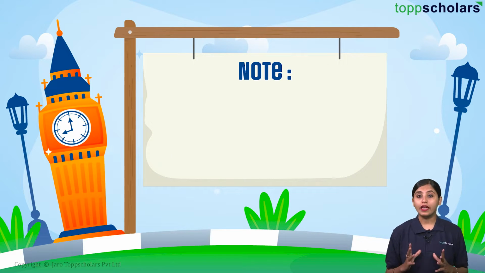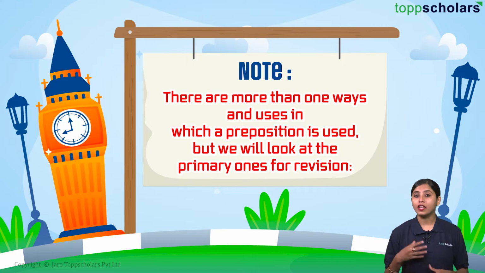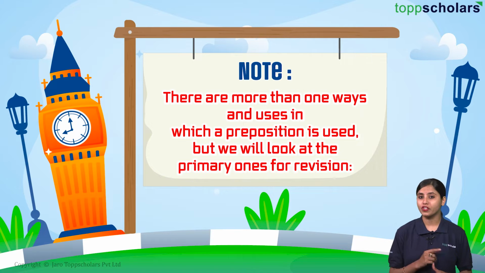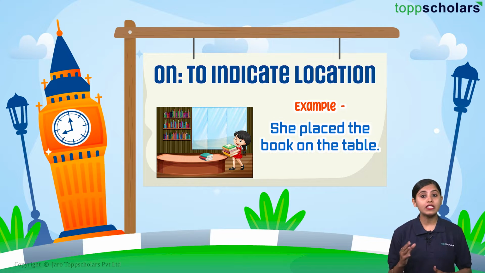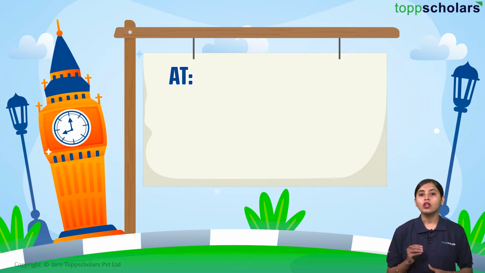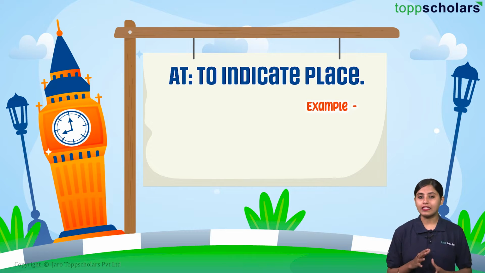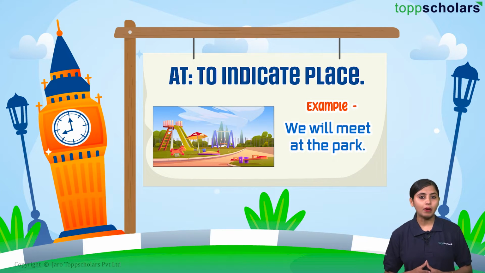Note: there is more than one way in which a preposition is used, but we will look at the primary ones for revision. On, to indicate location. Example, she placed the book on the table. At, to indicate place. Example, we will meet at the park.